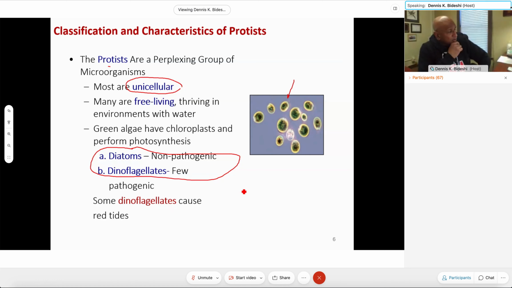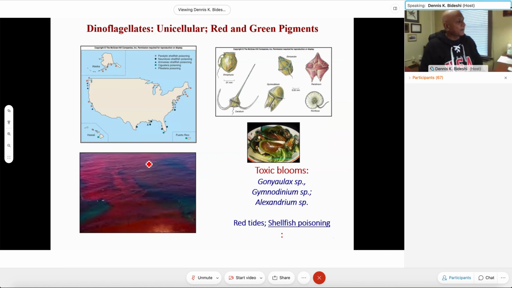Dinoflagellates, there's tons of them out there too, but very few are pathogenic. And if I say red tides or toxic blooms, you probably have heard that before, especially if you're a surfer. So I'm going to show you what I mean in a second. But nonetheless, if you look at the pathogenic forms, we have very few species of dinoflagellates causing disease. In fact, I'm going to list them here for you. Here's a few genera. So these are names of genera, not specific species. Goniolax, Gymnodinium, Alexandrium. They are actually involved with what we call toxic blooms or red tides. So again, you see very few species.